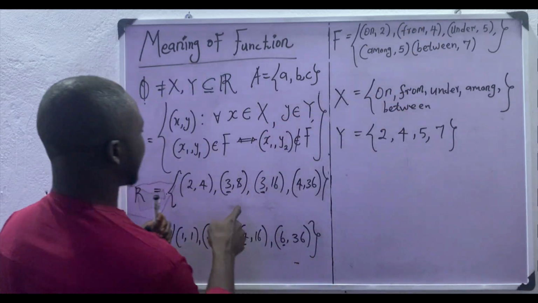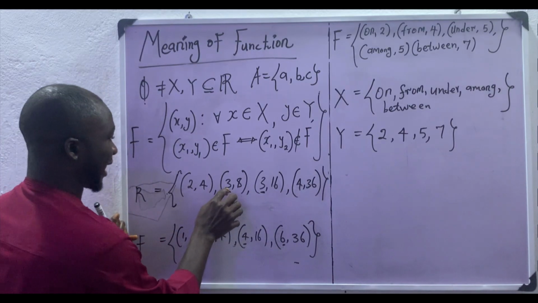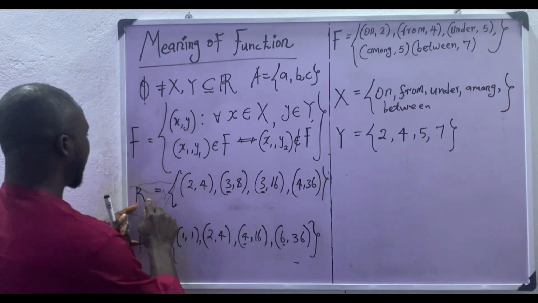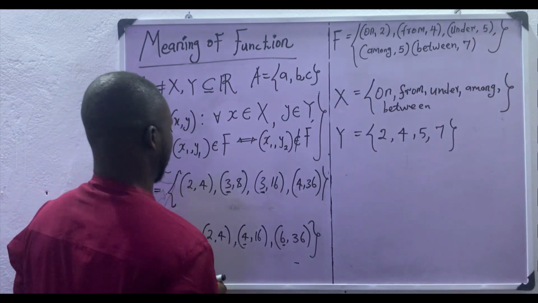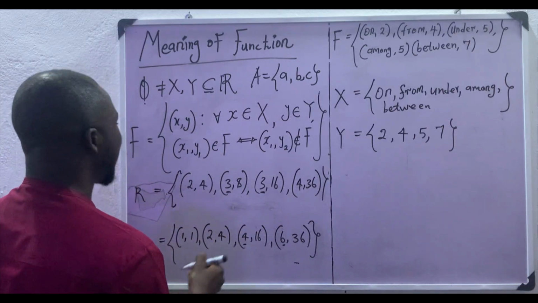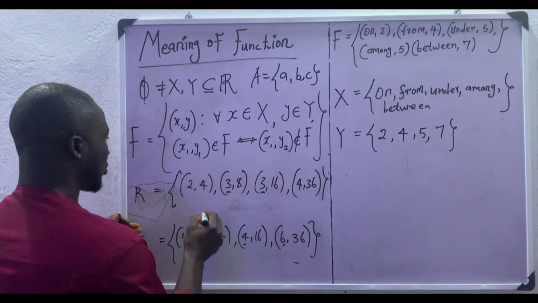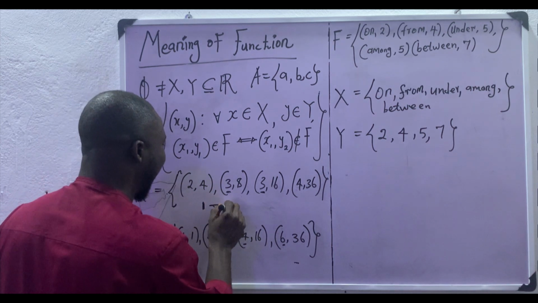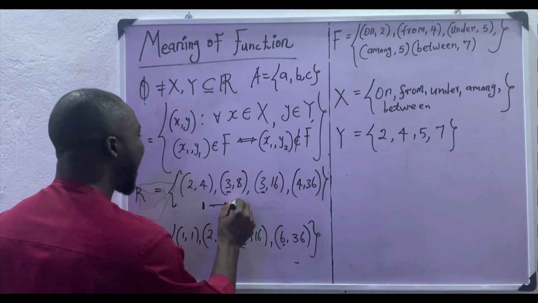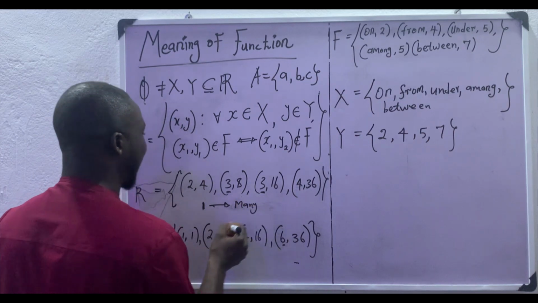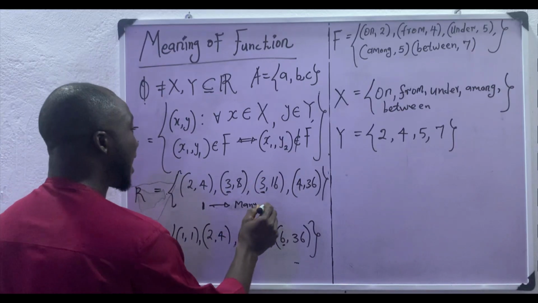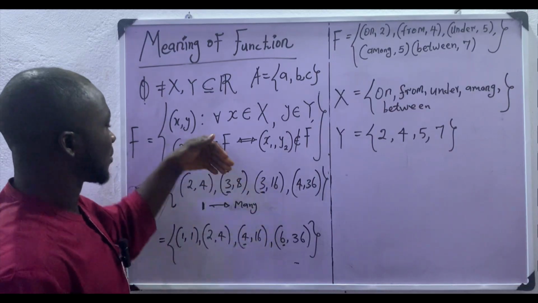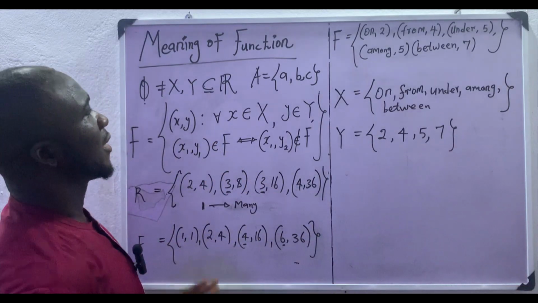Now, we can observe here that this 3 is R-related to 8. The same 3 is also R-related to 16. That is to say that whenever I have one entry from the first coordinate that is related to many entries in the second coordinate, then it is not a function but merely a relation. That is to say that a one-to-many relation is not a function.